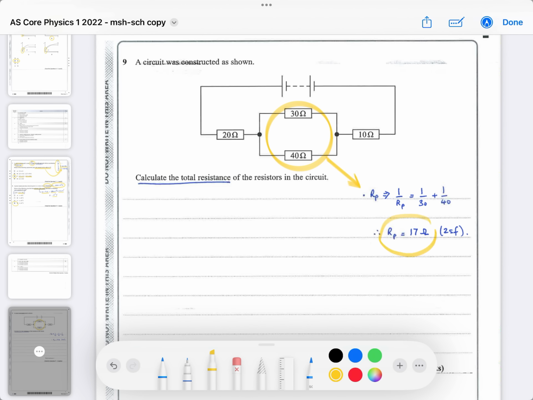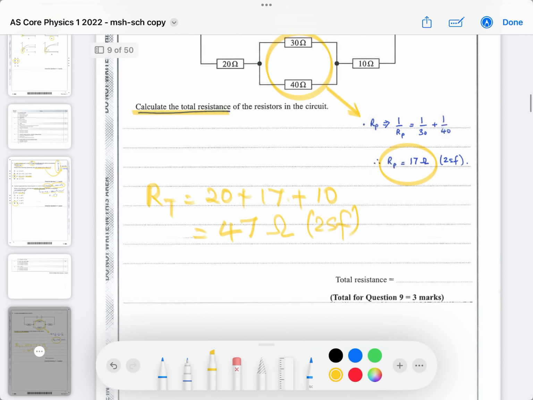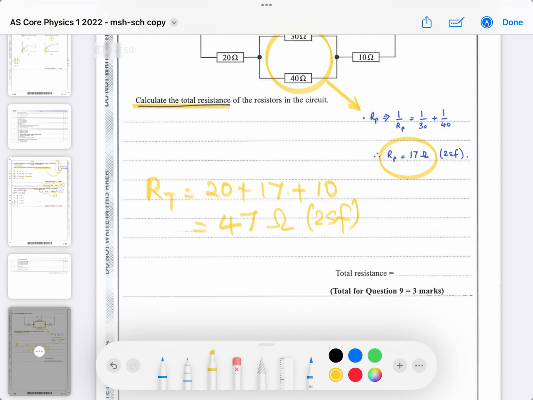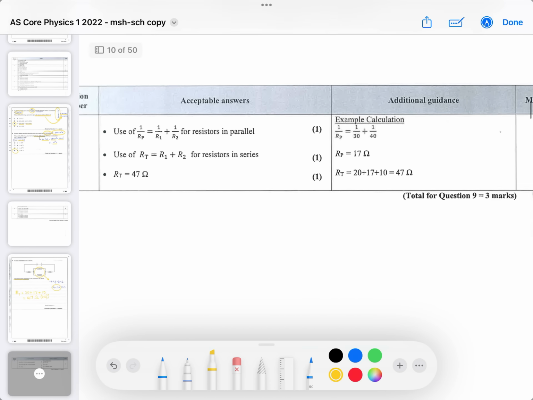You'll get 17 ohms for the parallel section. And then for the total resistance, all you've got to do is that RT will be equal to 20 plus 17 ohms in the middle plus 10 ohms. So the total resistance will be as if you've got a 20, 17 and a 10. So that's 47 ohms. Two significant figures is all you can give. And that's a nice 3 marks. There's the answer.